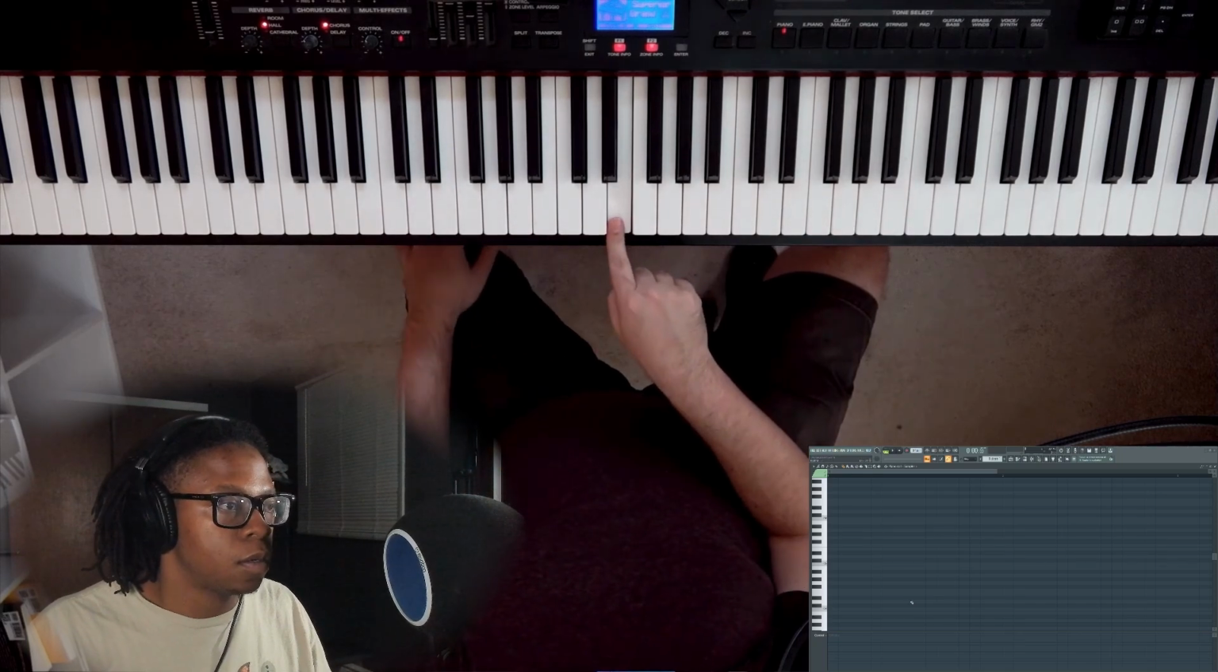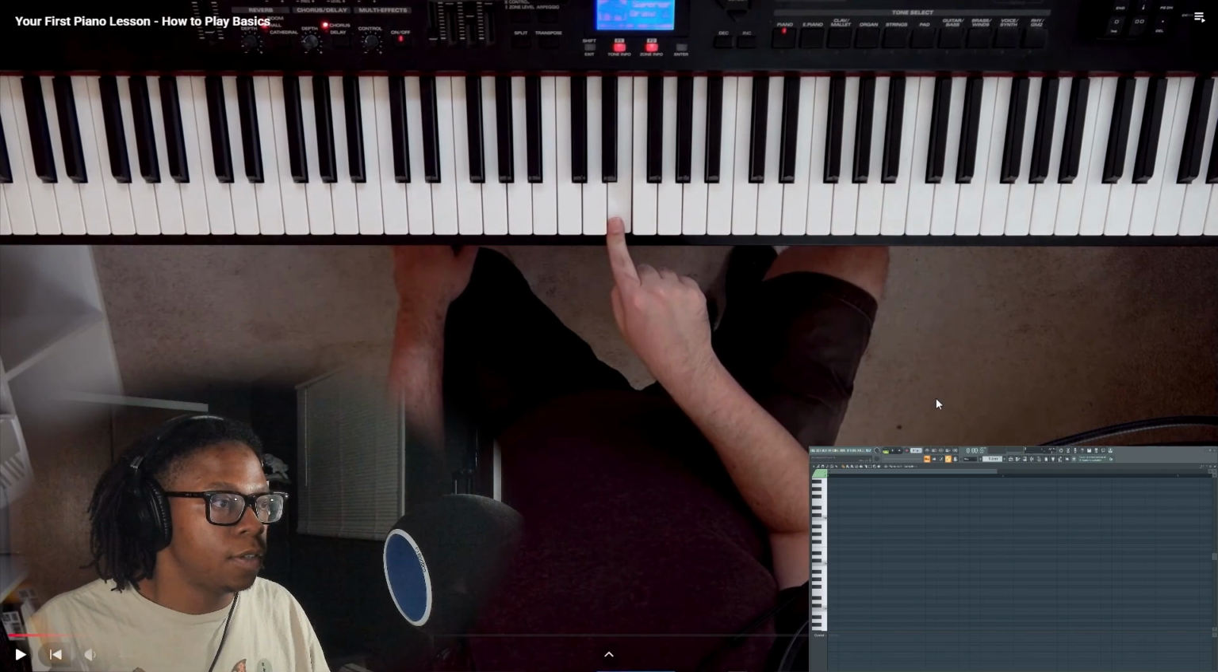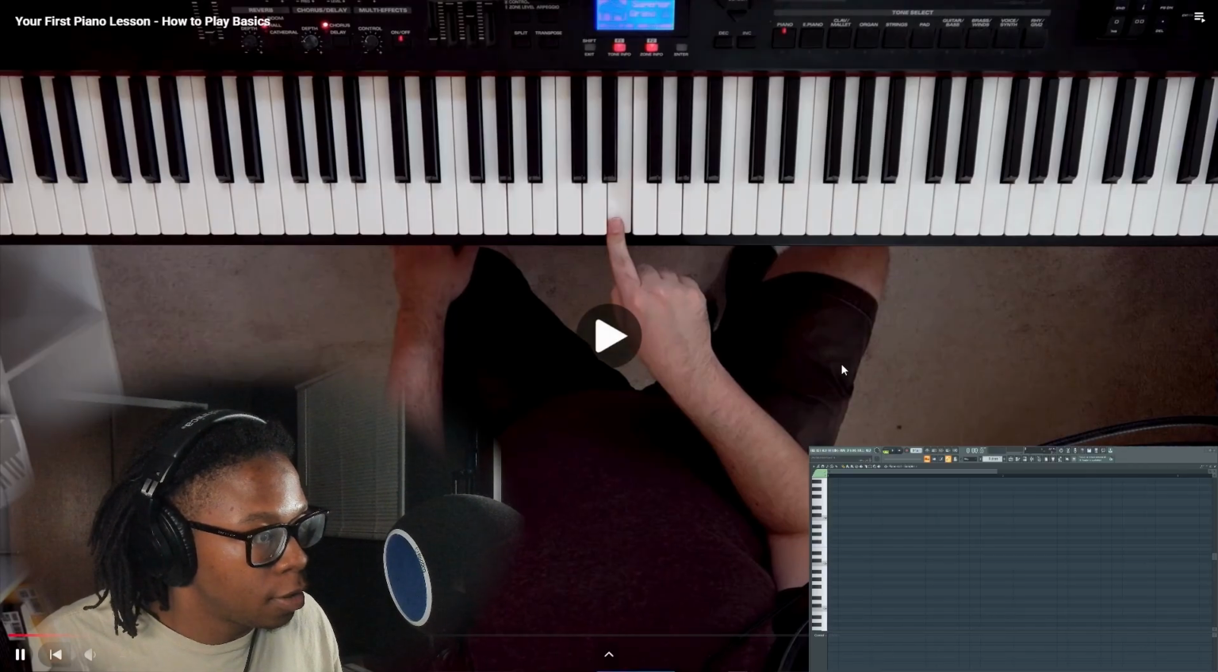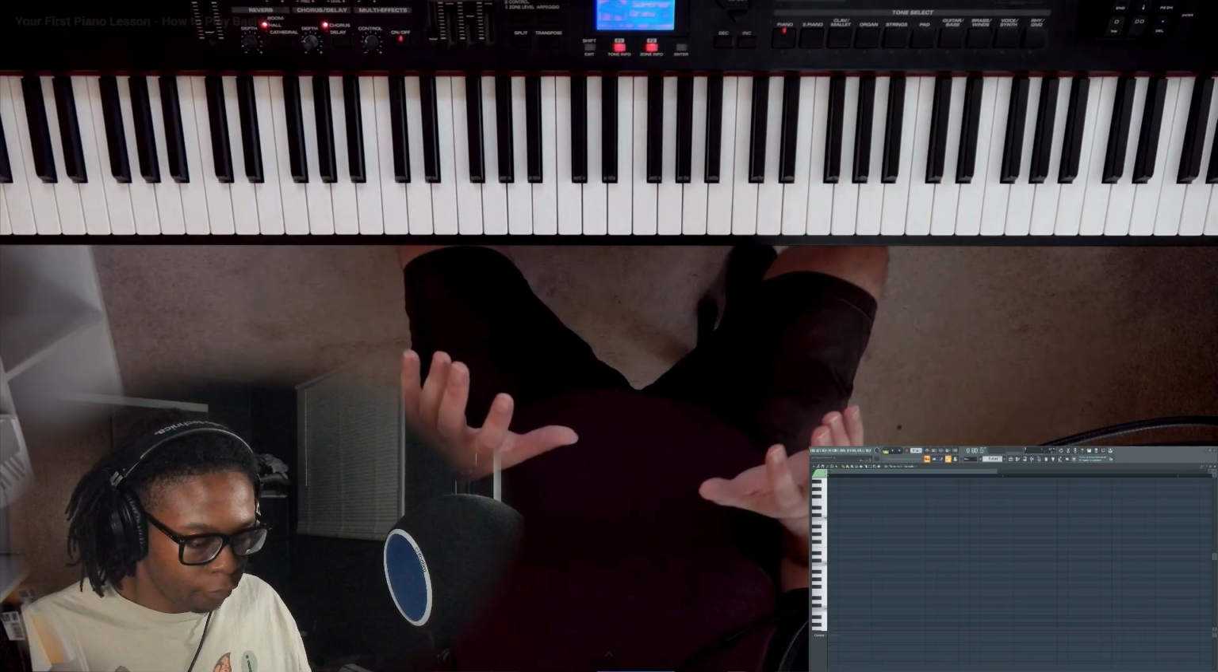For instance, what note is that? That is, well, you should know. E. That's E. That's E. That's E. It's to the right of those groups of 2 black keys.